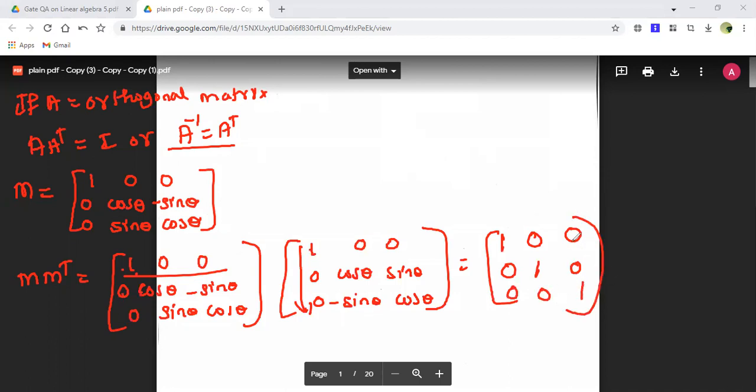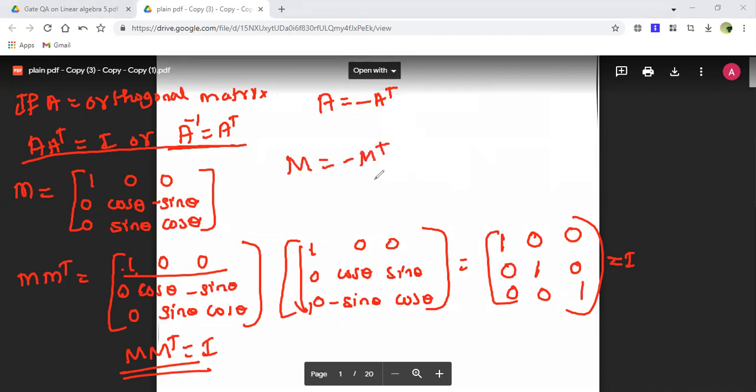That means you are getting the identity matrix here. So clearly M into M transpose is equal to I. That means your matrix M is an orthogonal matrix by using this condition. Okay, and is it skew symmetric? Skew symmetric means a matrix A is skew symmetric if A is equal to minus A transpose. Is it happening here? Is M equal to minus M transpose? If you see your matrix, this is your transpose, right?